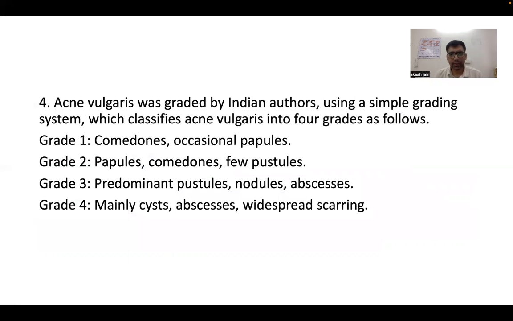Now, the clinical grading which we use in our OPD is this. Acne vulgaris was graded by Indian authors using a simple grading system which classifies acne into 4 groups. Grade 1 acne is comedones with occasional papules. Grade 2 acne is papules, comedones, and few pustules. Grade 3 acne is predominantly pustules, nodules, and abscess. And grade 4 acne is mainly cysts, that is nodular cystic acne, abscess, and widespread scarring.